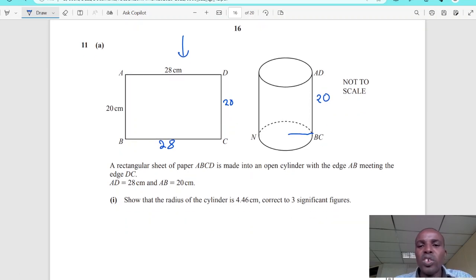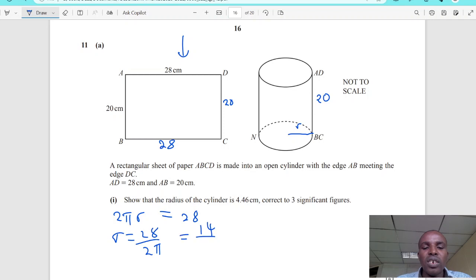So to find the radius of the cylinder, the circumference, which is 2 pi r, is equal to the length AD or BC, 28. You divide, so r is equal to 28 over 2 pi, which is 14 over pi. So 14 divided by pi is 4.4533, which is 4.46, shown.